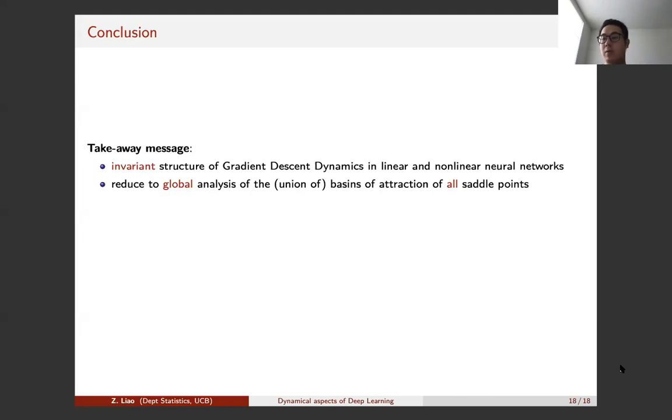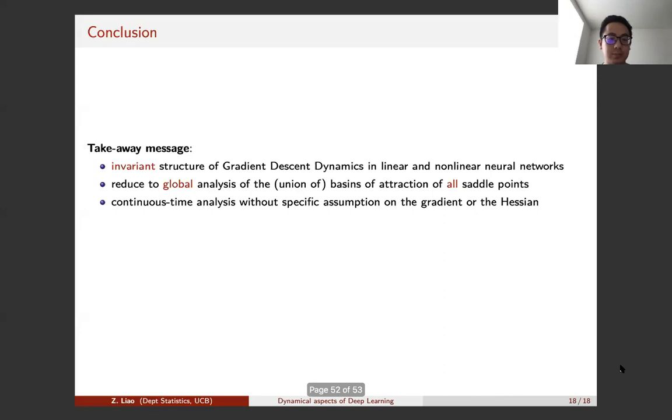Then, as long as we have convergence of the trajectories, the problem reduces to a global analysis of the union of basins of attraction of all sets of points. The guarantee for a single given set of points is not enough, and indeed we need to consider the union for all sets of points. This is a continuous-time analysis, and therefore builds upon the invariant structure. We do not need additional assumptions on the norm of the gradients or the Hessians, etc.